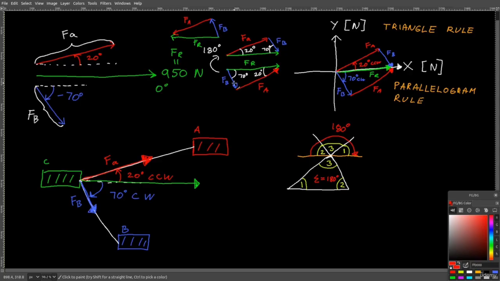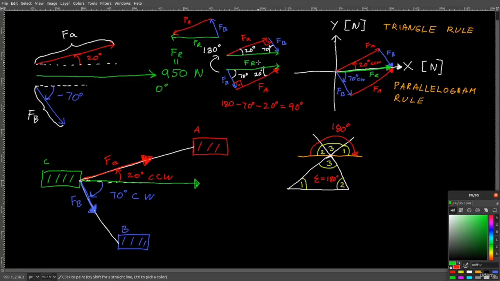And that means that this third angle here, that's 90 degrees, because you have 180, which is the sum of all the angles inside the triangle, minus 70 degrees here, and minus 20 degrees here. That will give you 90 degrees. And then, of course, here as well, you have 90 degrees.